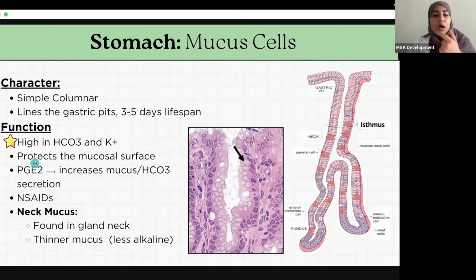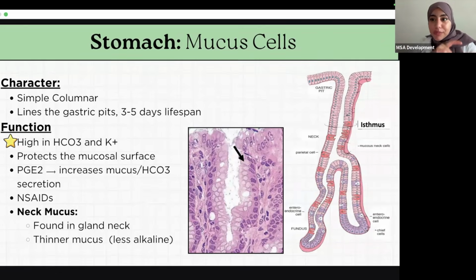And also, a fun fact about this is that prostaglandin E2 increases mucus secretion and increases bicarb. It's an inflammatory mediator. I don't know if you took leukotrienes at this point, but it increases mucus secretion and bicarb. So when you have an increase in prostaglandin E2, and I think you took this in physiology, there are some things that induce producing prostaglandin E2.